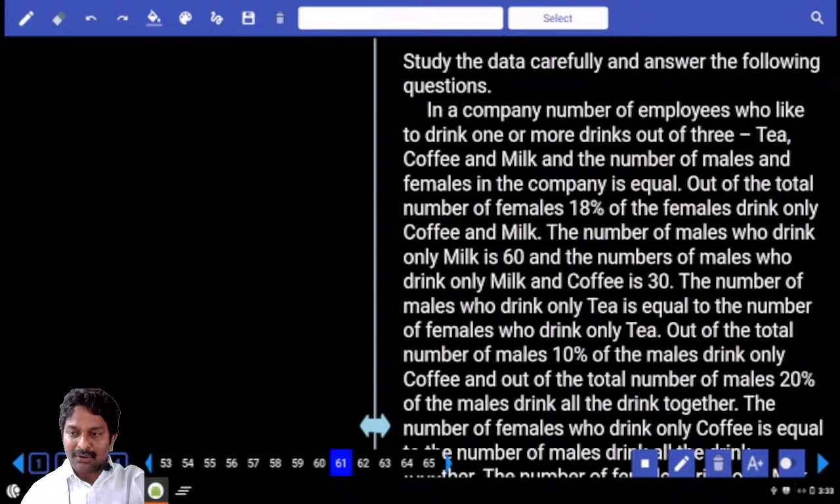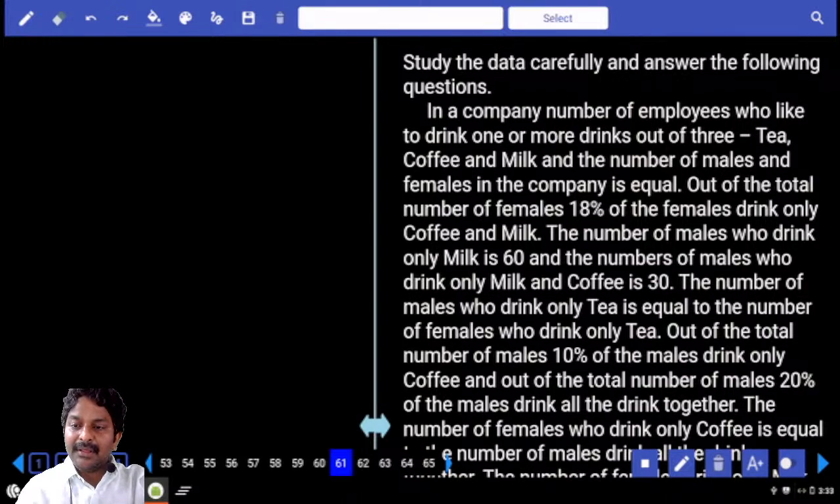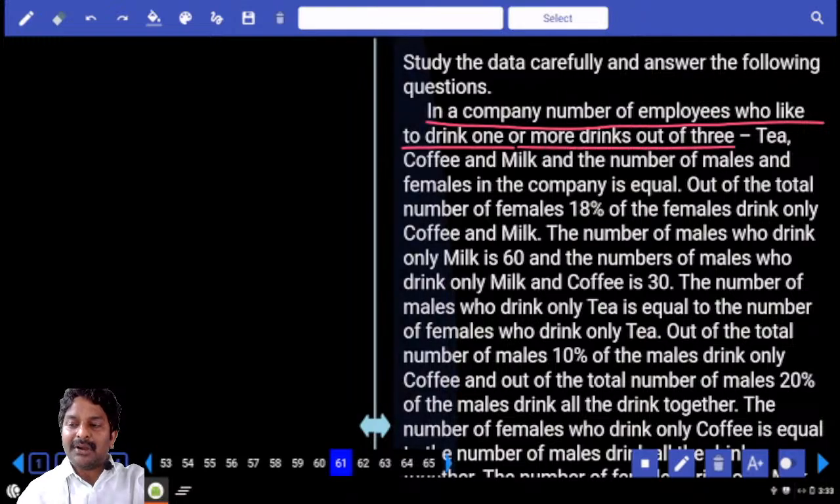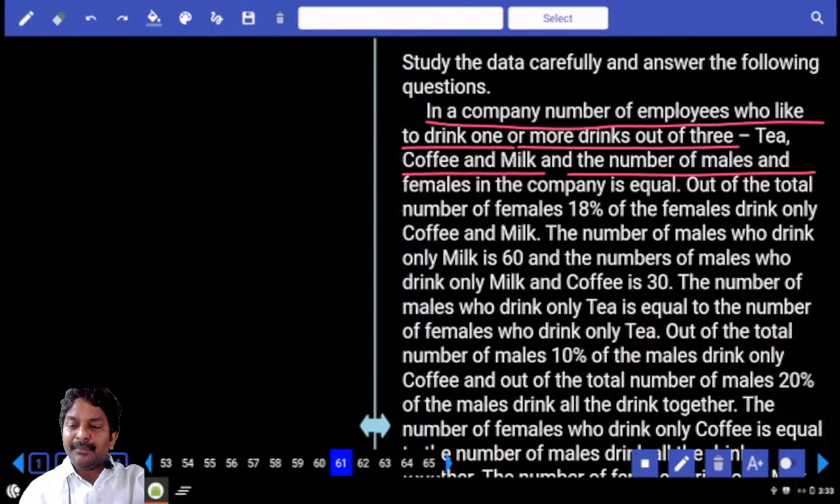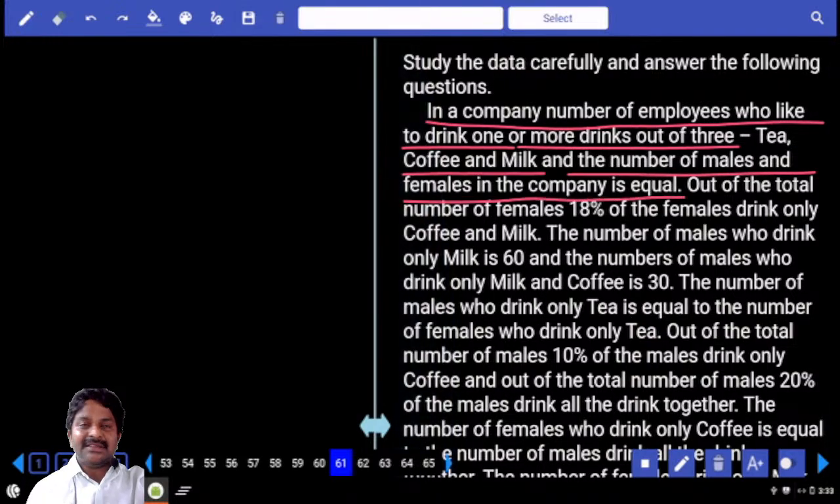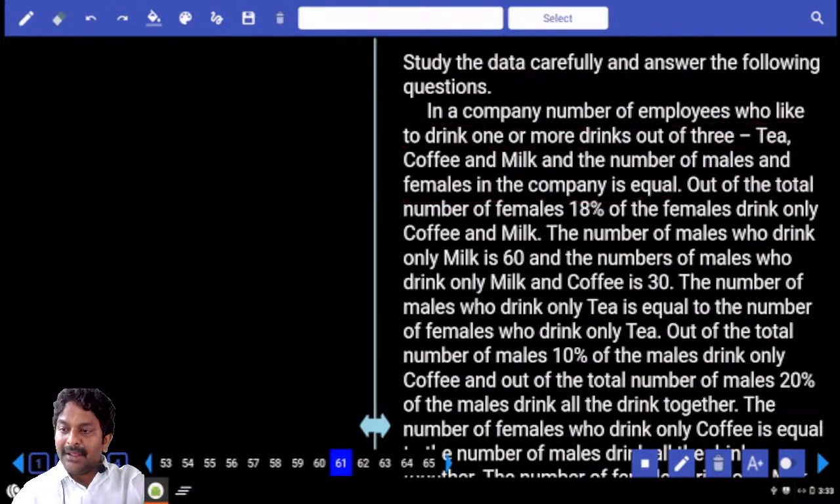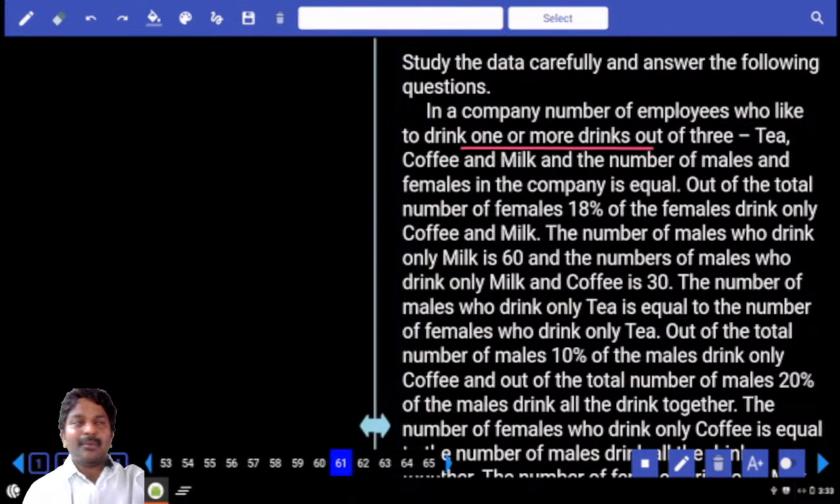But as you said you want to do it, I'll start doing. In a company, the number of employees who like to drink 1 or more drinks out of 3, tea, coffee, milk. The number of male and number of female in the company is equal. Male, female are equal. Remember this point.